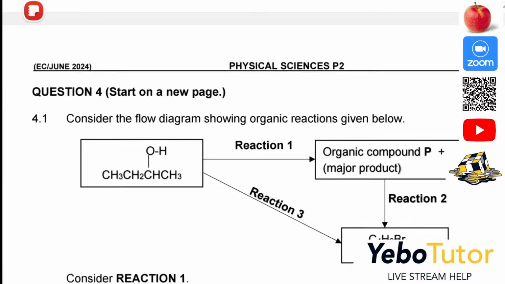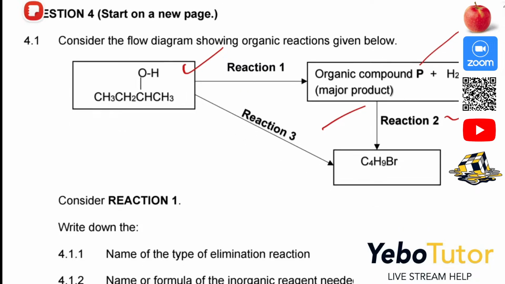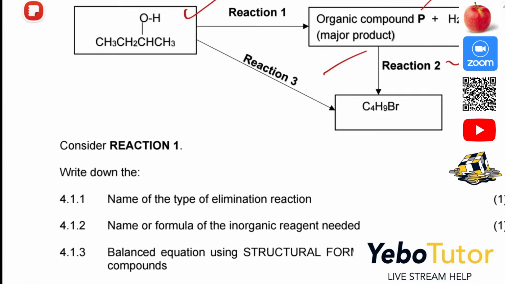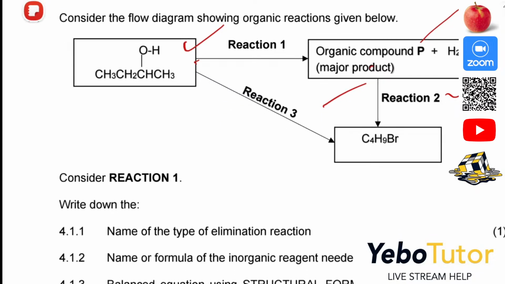Now, question 4, we can see that we are given this question, which is quite a beautiful question. Consider the flow diagram showing organic reactions given below. We can see that's alcohol, reaction 1, reaction 2, reaction 3. Now let's look at reaction 1. This is reaction 1 from here to here, okay? Write down the name of the elimination reaction.